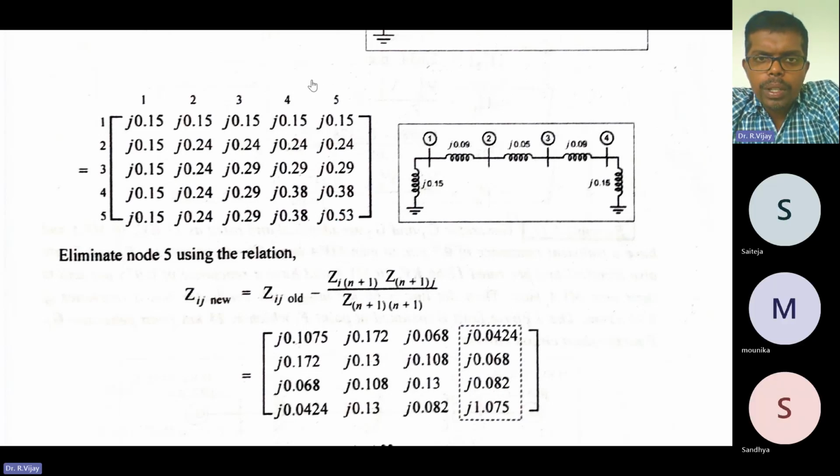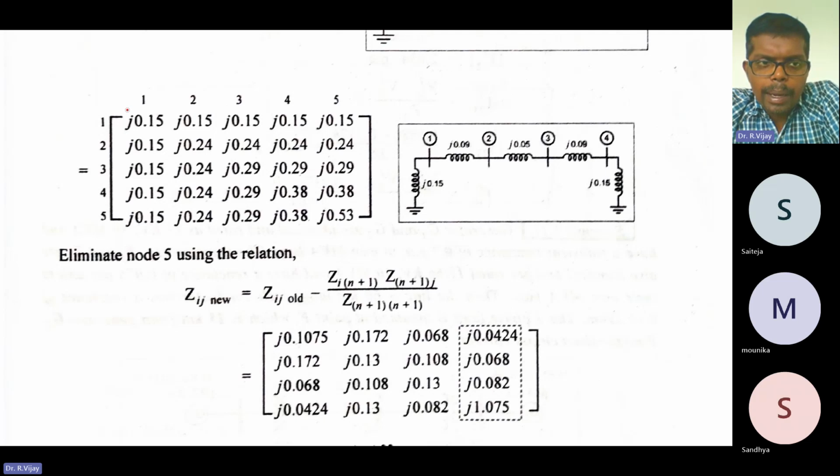Now what you need to do is eliminate node 5 by using Kron's reduction method. Here we are not going to use Kron's reduction method, as I already said. Why we are not using it is that the time taken for solving the problem will be more. Some shortcut method I have already taught in the previous problem, and that also I will give you in the description. You can watch later how to do this shortcut method.